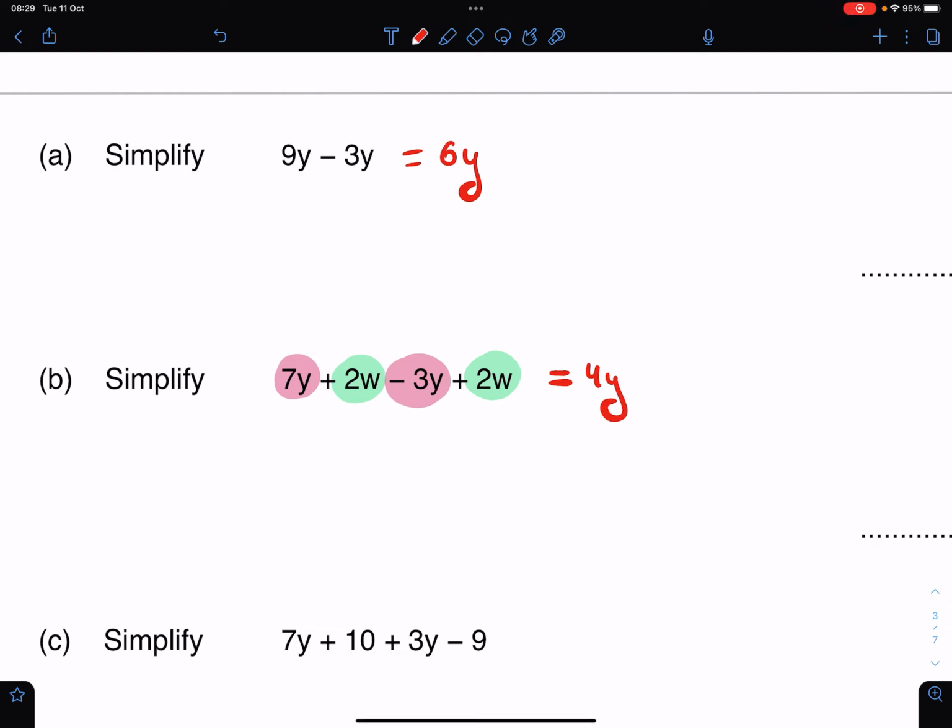But what about 2w plus 2w? Altogether, we're going to have 4w. Is that okay? Good job.